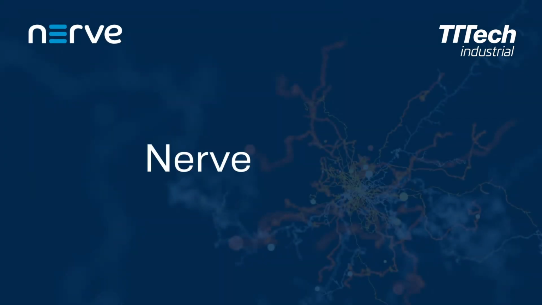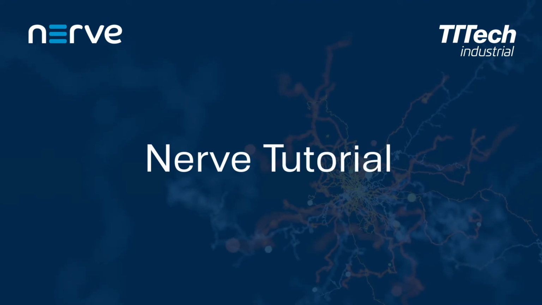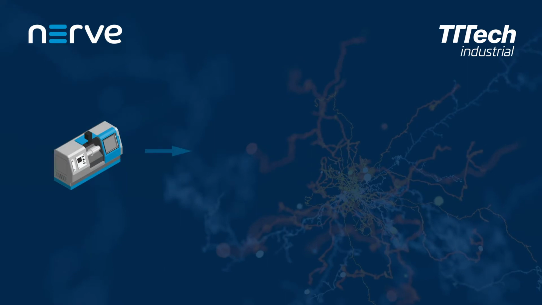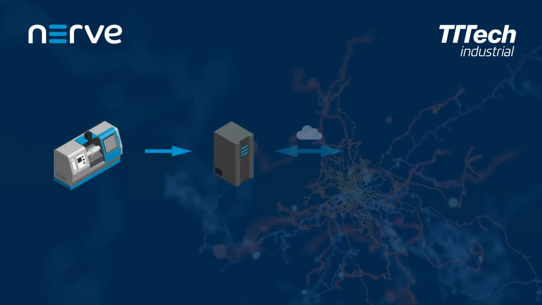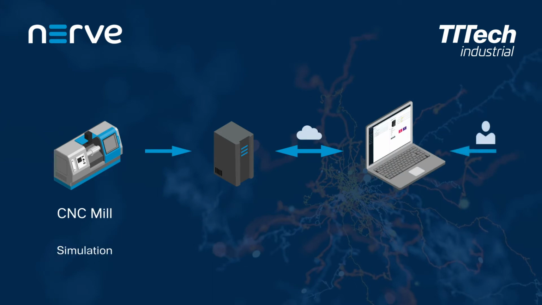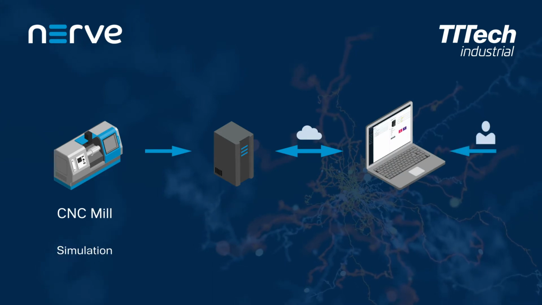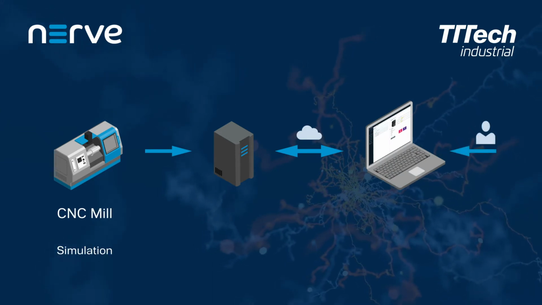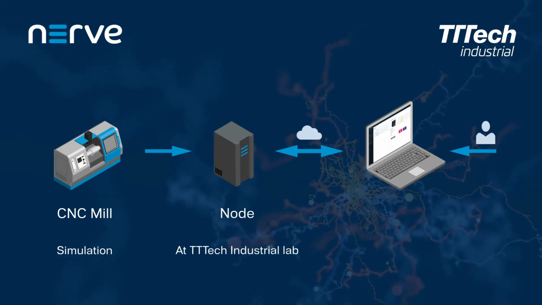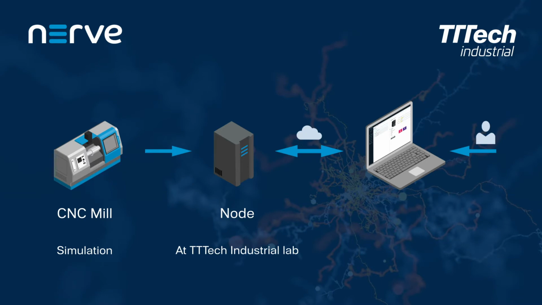Nerve is the perfect way to host applications that give insights into your machines. In this tutorial, we will show you how to use Nerve to measure and visualize overall equipment efficiency of a simulated CNC mill. You will learn how to deploy container workloads, remotely access nodes, and configure a Node-RED application to display an OEE and quality control dashboard.